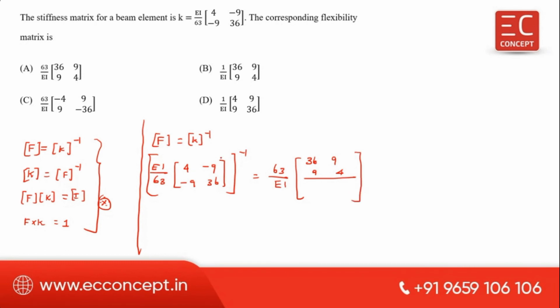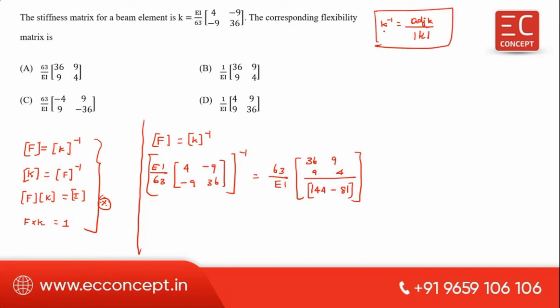this. 36 into 4 is equal to 144, minus 81, which is 63. You know that K inverse is equal to adj K divided by modulus of K. Okay, so this is the thing.